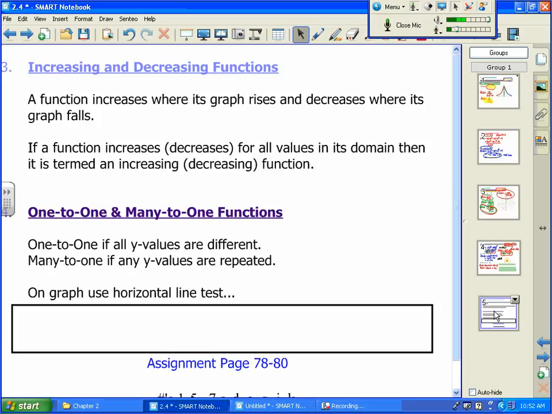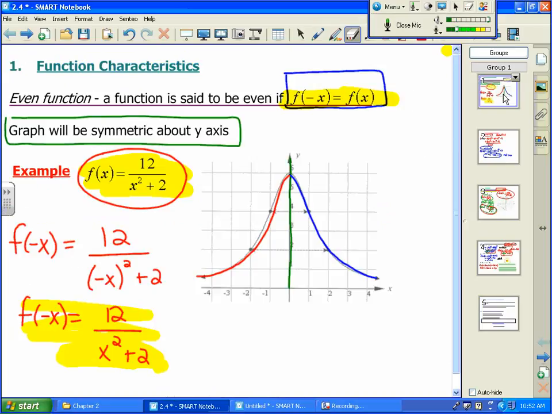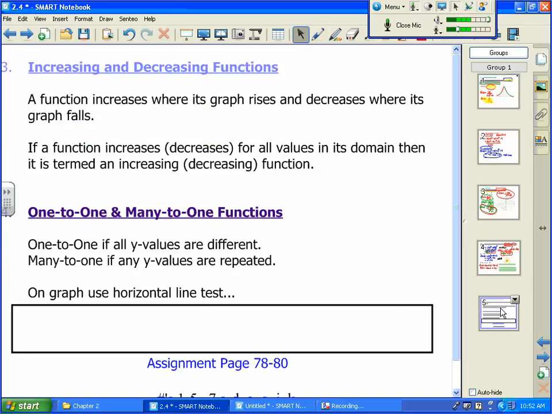A function will increase where its graph rises, and it will decrease where it falls. Now let me look at this graph here. Remember that you read a graph from left to right, just like you read a book or a sentence from left to right. You can see this graph rises, and then it hits a situation where it's neither rising nor decreasing. But on the second portion of the graph, we would call this decreasing because it's falling from left to right. Nothing probably new for anyone in that case.